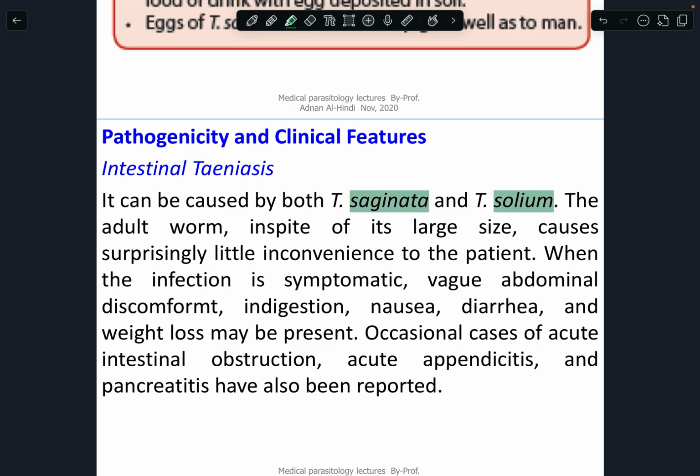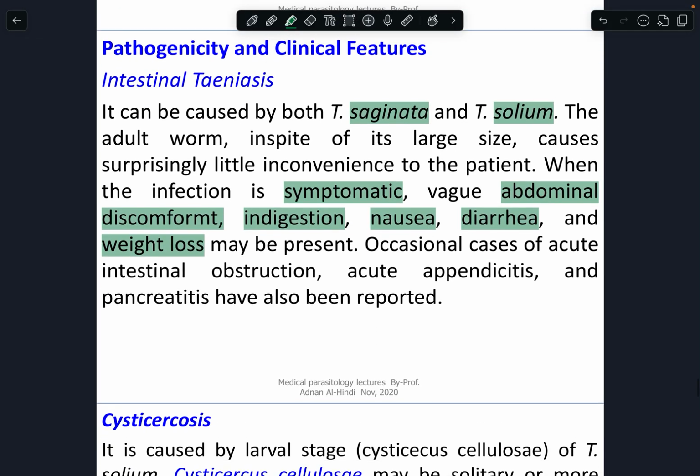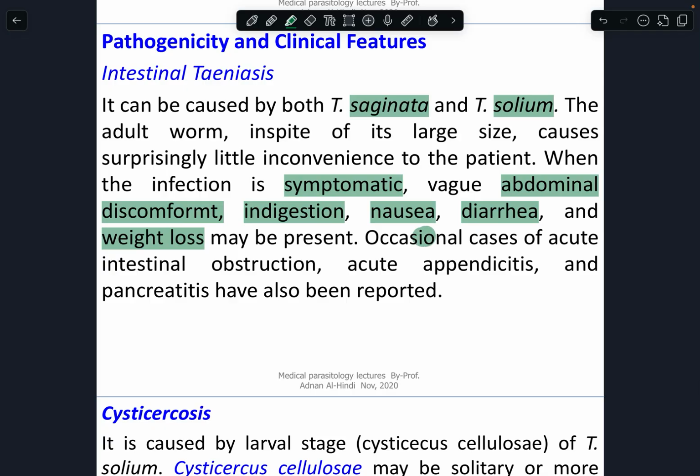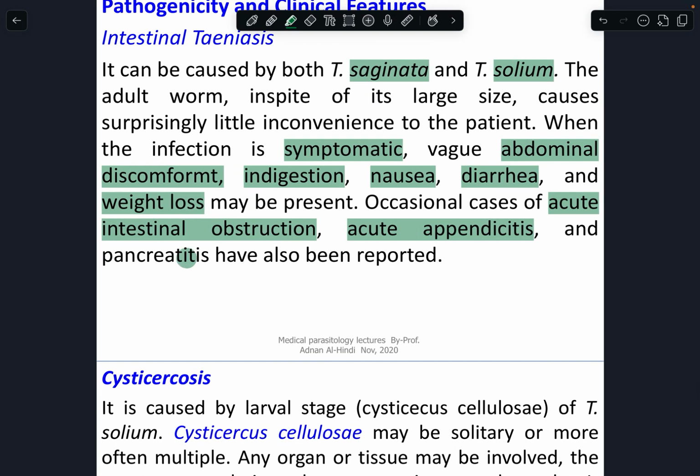The adult worm, in spite of its large size, causes surprisingly little inconvenience to the patient, so it's probably asymptomatic. When the infection is symptomatic, vague abdominal discomfort, indigestion, nausea, diarrhea, weight loss may be present. Occasional cases of acute intestinal obstruction, acute appendicitis, and pancreatitis have been reported, but it's only occasional.